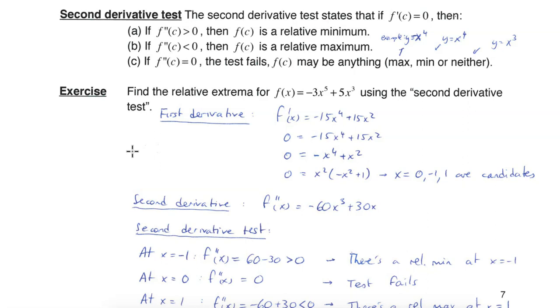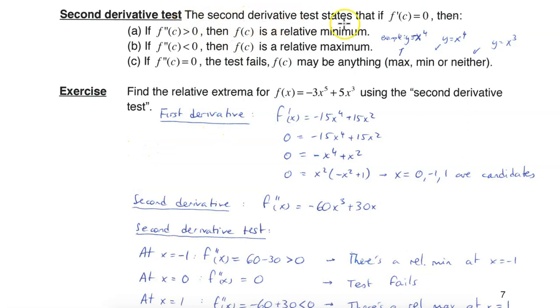The second derivative test is another option. It replaces the first derivative test. It's a substitute. You can use one or the other, whichever one you prefer, whichever one is easiest in the specific situation you're dealing with. But you still, just like for the first derivative test, you still need to find the candidates.